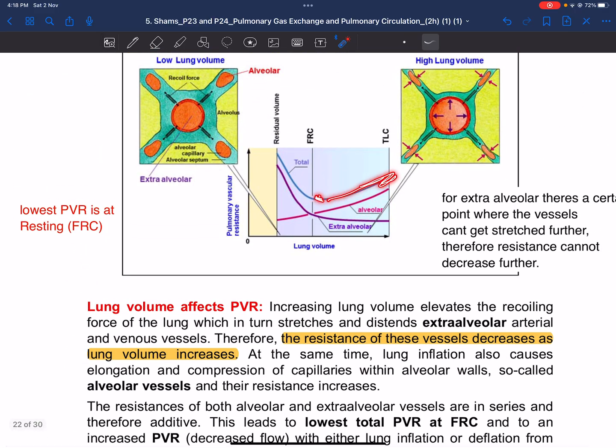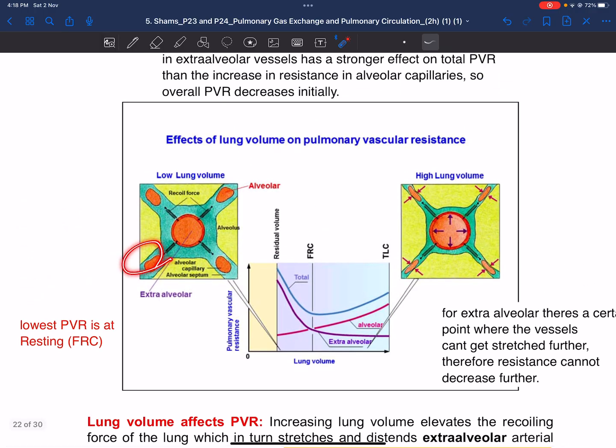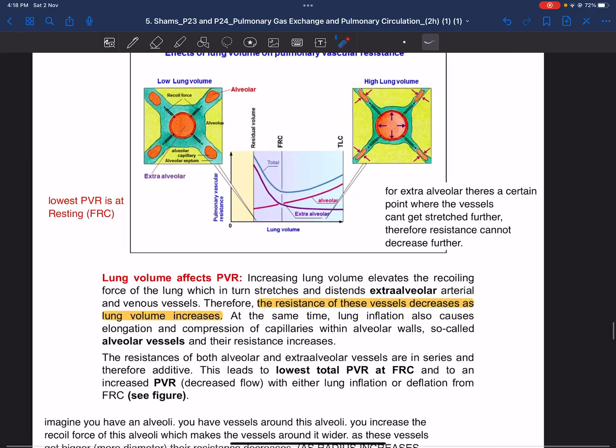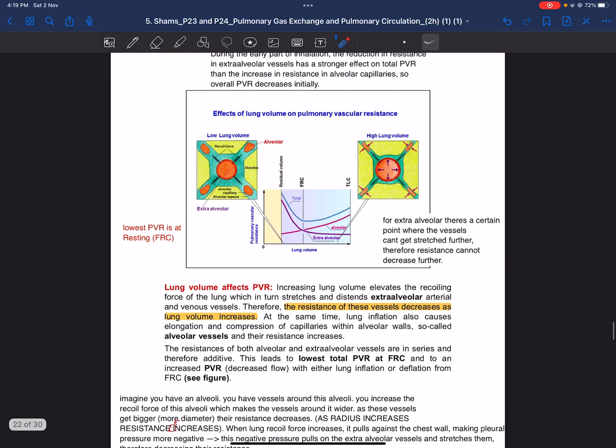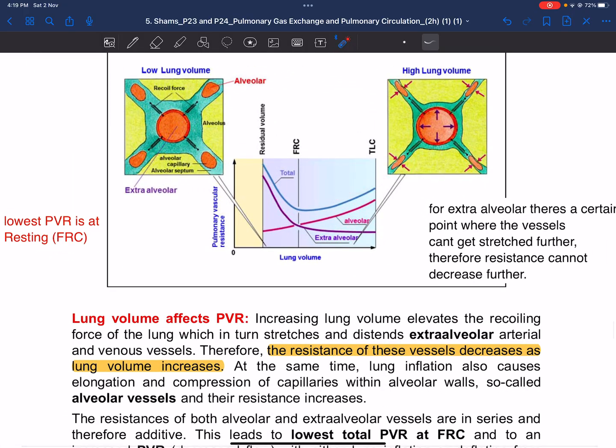Then the resistance shoots back up because the compression forces overtake the widening of these vessels. That's why the resistance increases. To help you better visualize and understand it, I want you to take a deep inspiration. Once you've taken that deep inspiration, you'll notice that at the end of that inspiration, it becomes very difficult to bring in more lung volume. And that's why resistance has increased, because it's very difficult to breathe in more lung volume.